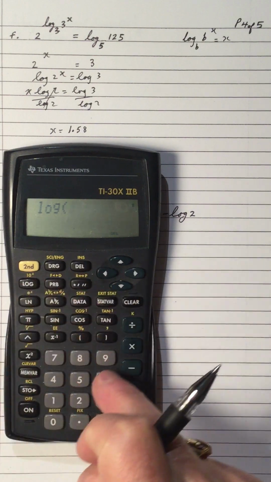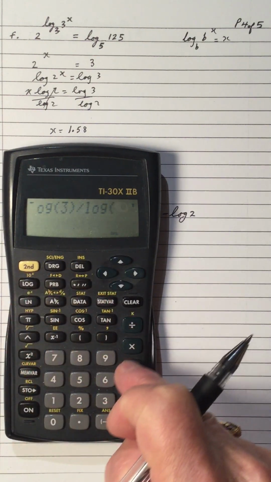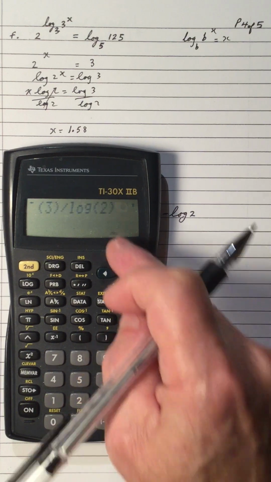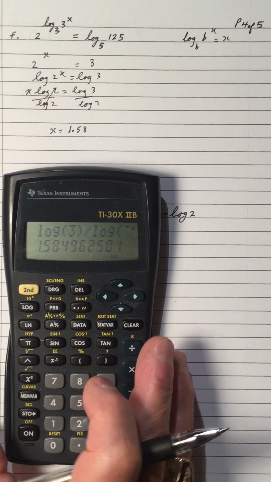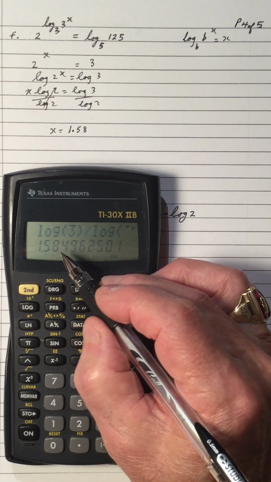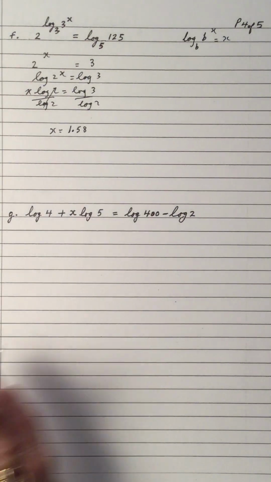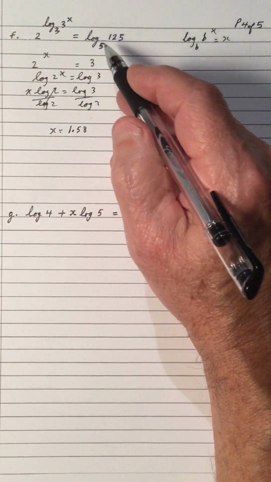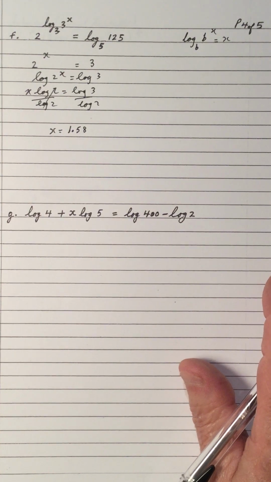So we have the log of 3. Notice I got the bracket division. Log 2. The 2 is enclosed in a bracket. And I get 1.584. This is less than 5, so I keep it as an 8. And again, if you put that back here, it'll verify. Now we have another one that's a little bit different.